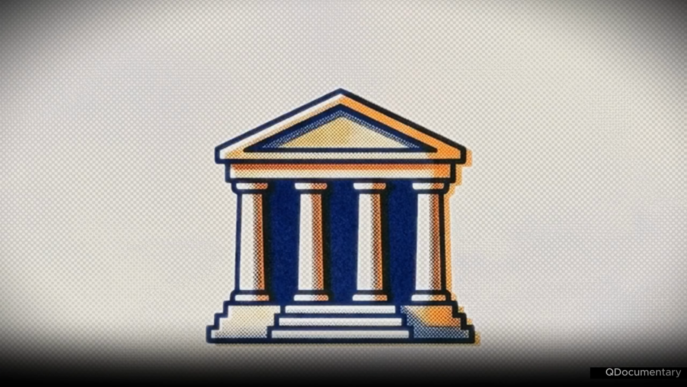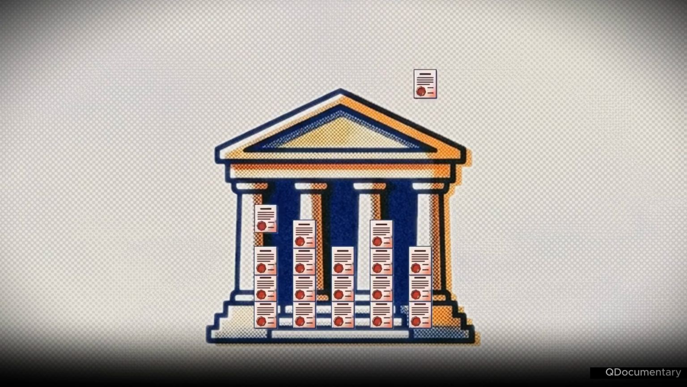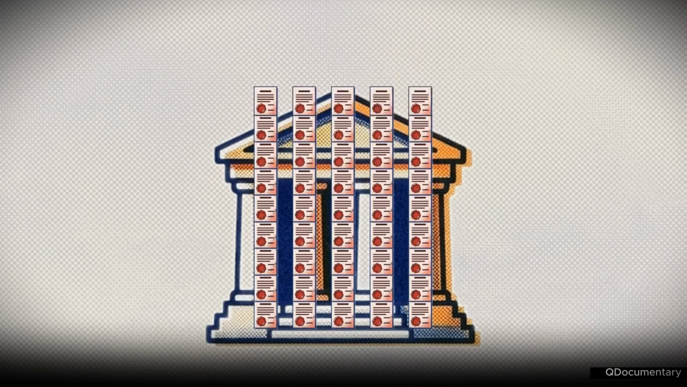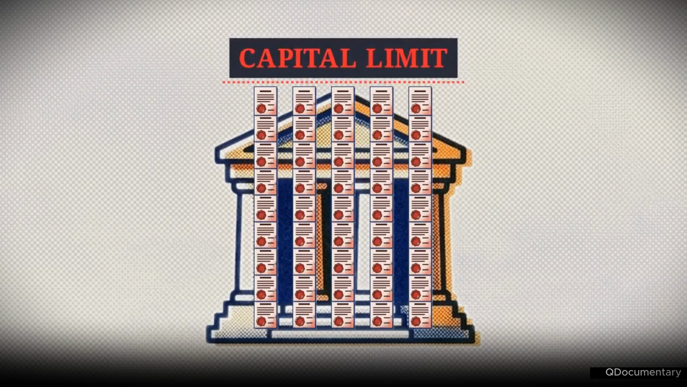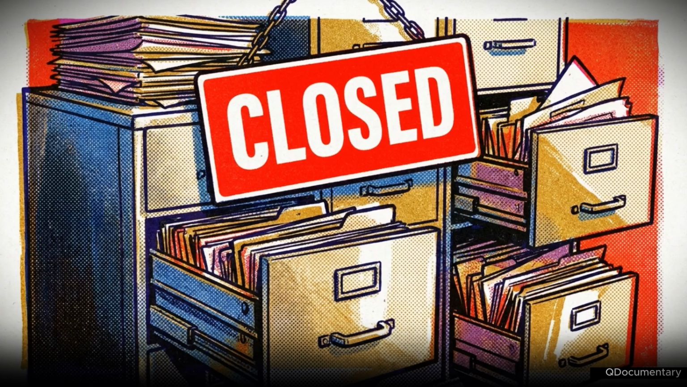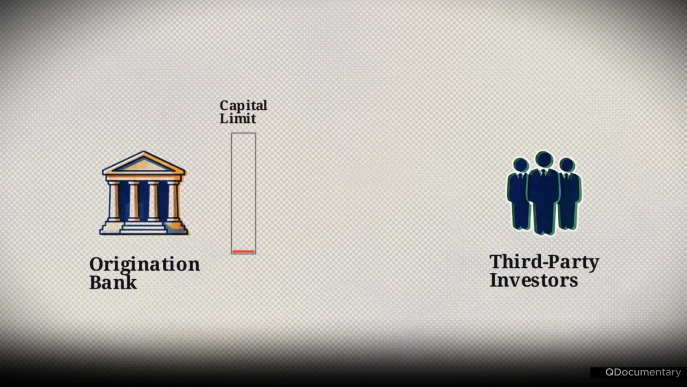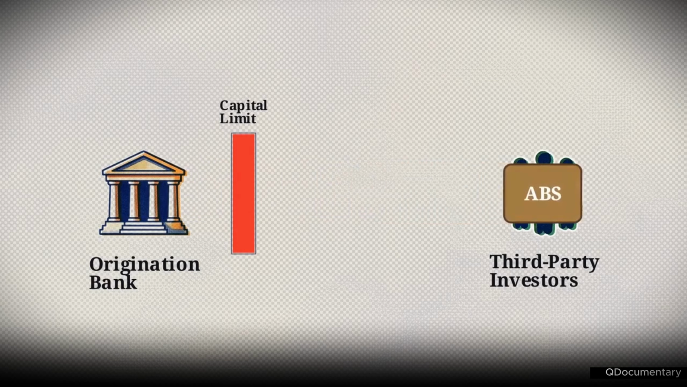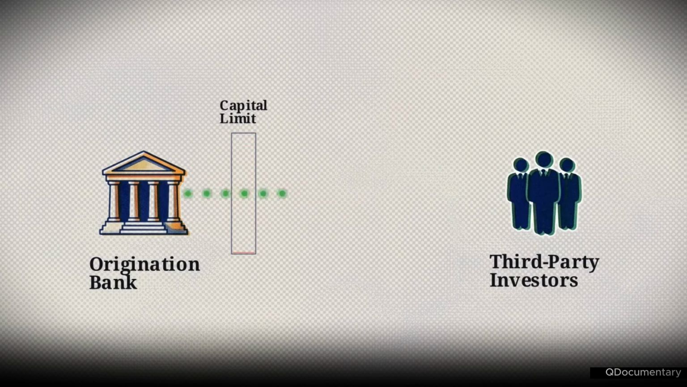There is a ceiling to the traditional lending model. Holding thousands of loans on a balance sheet ties up a bank's regulatory capital. Eventually, they run out of room and have to stop lending. To bypass this, the industry shifted to the originate-to-distribute model. Instead of holding a mortgage or a student loan for 30 years, a bank bundles hundreds of new loans together into a single security and immediately sells that security to third-party investors.